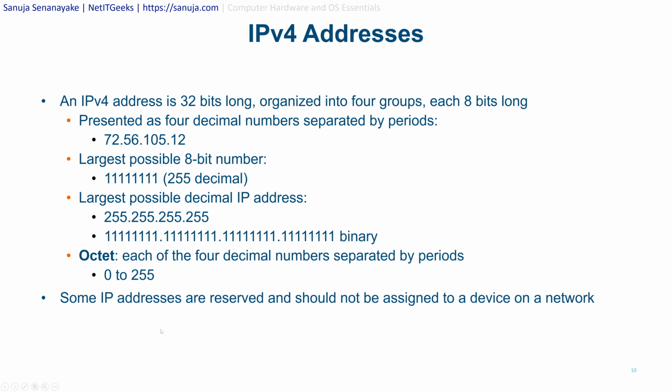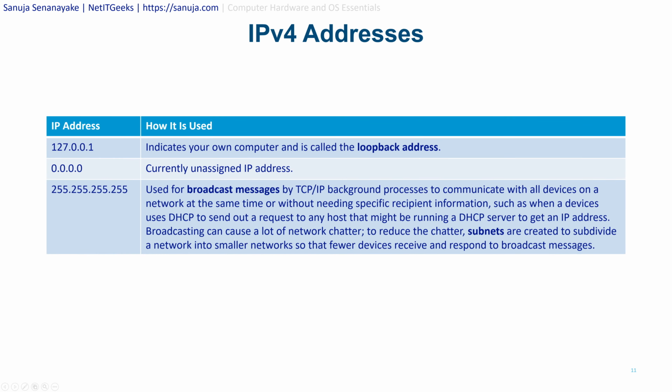Some IP addresses are reserved and should not be assigned to a device on a network. Again, I'm not going to go into depth on those for this particular lecture, but you should know that is a thing. Some of the reserved IP addresses include the loopback IP addresses. That includes 172.0.0.1. That's a reserved loopback IP address that indicates your own computer and is called the loopback address.